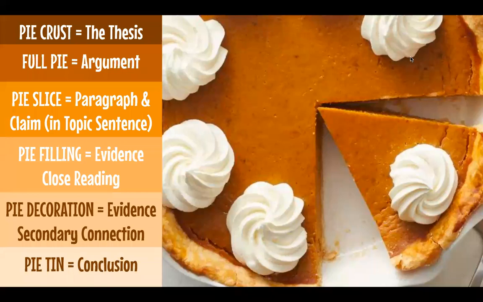So as I mentioned, we really want to think about writing as baking, and we can envision this pumpkin pie as being this kind of key example or key image for us to keep in mind, with the pie crust being the thesis, the full pie being the argument, the pie slice being the paragraph and claim made in the topic sentence, the pie filling being the evidence close reading or your primary source close readings, the pie decoration being the evidence secondary connection or every time that you make an in-text reference to a secondary source, and the pie tin or pie plate being the conclusion that all of this is placed upon.